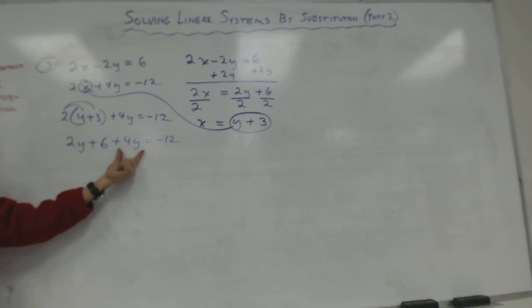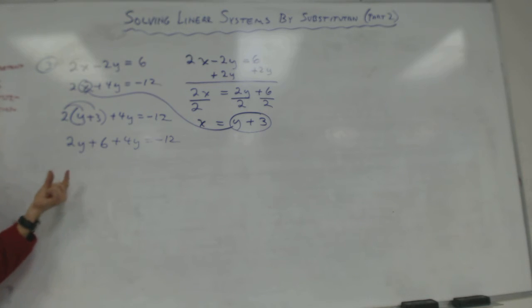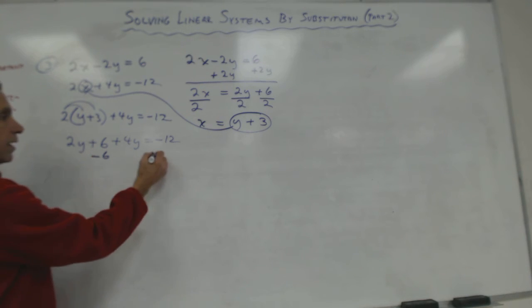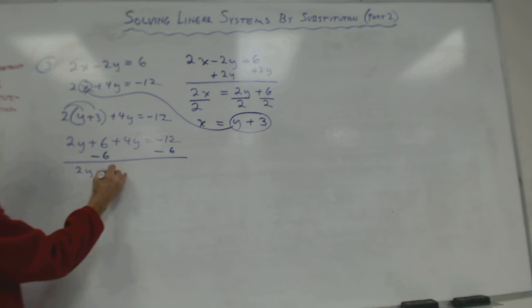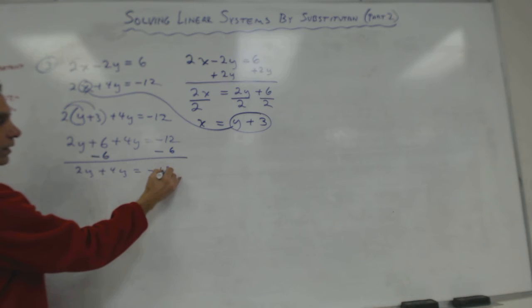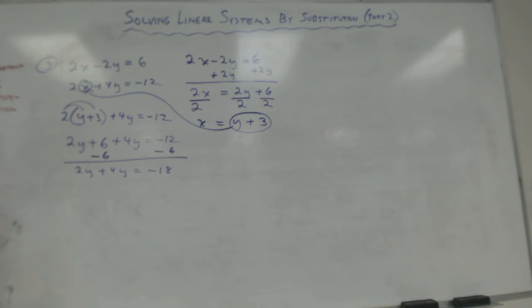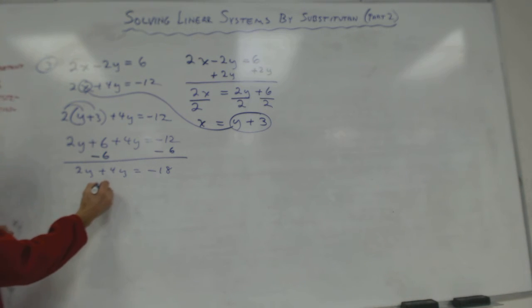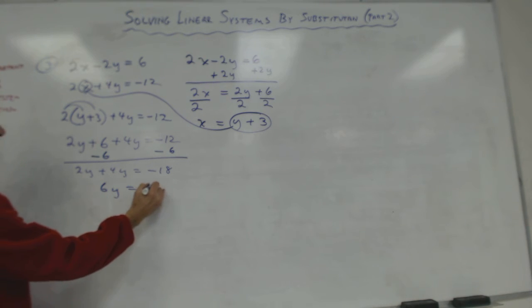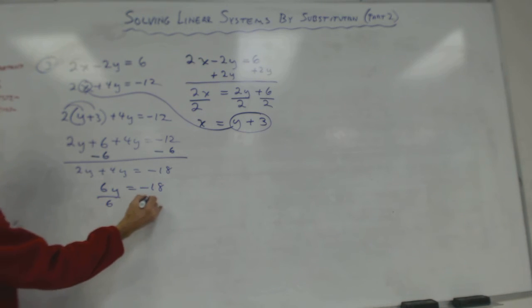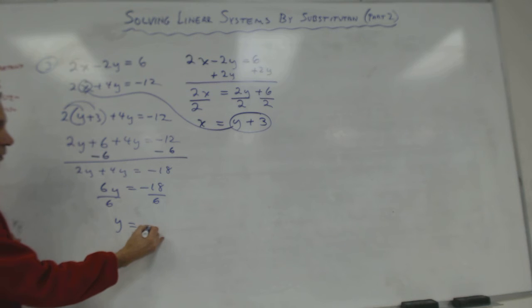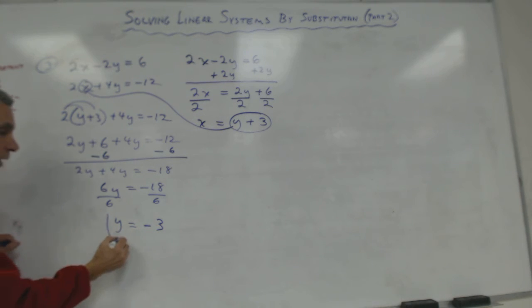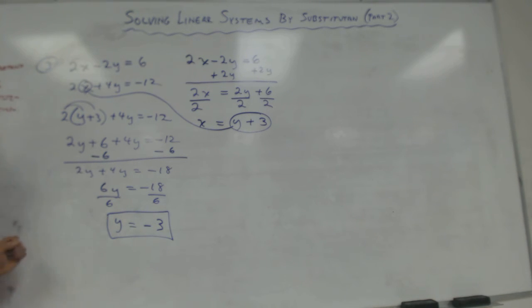Do you see any like terms? I would subtract 6. Okay, sure. We'll subtract 6. So now I have 2y plus 4y is equal to negative 18. Then I'm going to add 2y and 4y, which is 6y, right? And then I'll divide 18 by 6. So y is equal to what? Negative 3. Exactly. Okay, great. I'm done, right?